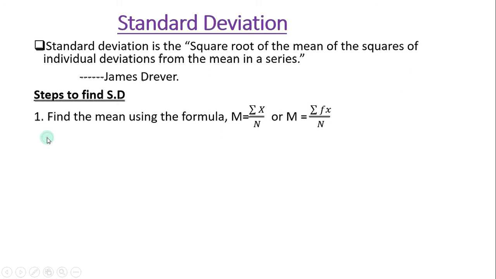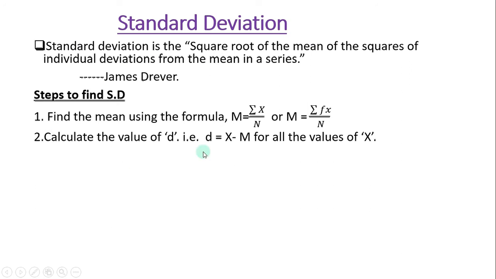What is the second step? Calculate the deviation, that is d is equal to x minus m for all values of x. If it is ungrouped data, it is x score minus mean. For grouped data, small x will be the midpoint, minus m, the mean.